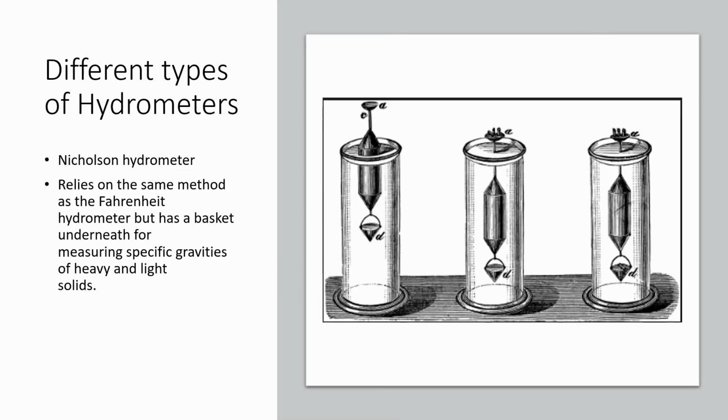You also have your Nicholson hydrometer. It's similar to your Fahrenheit hydrometer, but has a basket for measuring specific gravities of heavy and light solids. So the difference of the Nicholson hydrometer is it can measure solids.